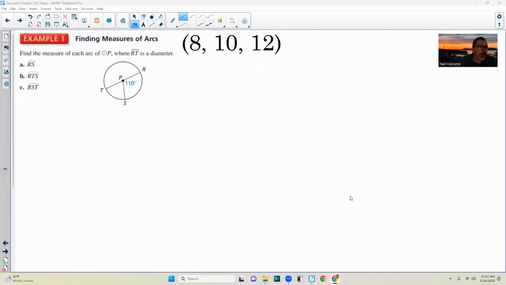Here's example 1, finding measures of arcs. Find the measure of each arc of circle P where segment RT is a diameter. We know that RT is a diameter simply because it's going through the center and its two endpoints are on the circle. It is the longest chord of the circle, called the diameter. So it's asking what the measure of arc RS is.